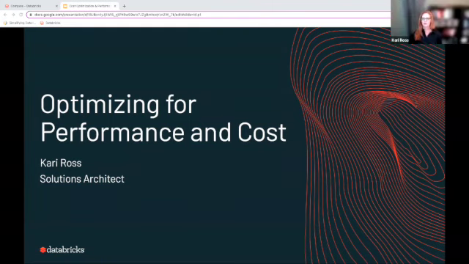Sure. Hi, I'm Carrie Ross. I'm a Solutions Architect out of Denver, Colorado, and I've been with Databricks a little over a year. Before Databricks, I was actually a customer. So I'm excited to be here and talk about optimizing performance and cost. It's something that is a little bit harder to dive into on your own from the blog.